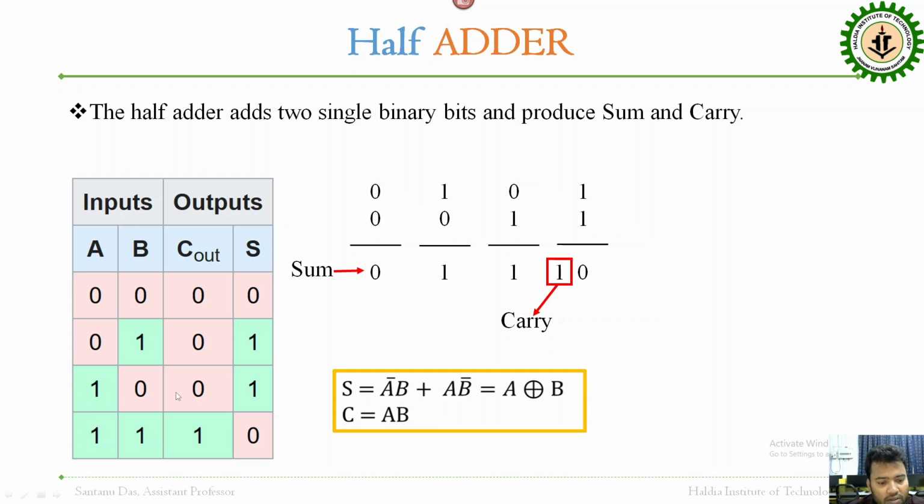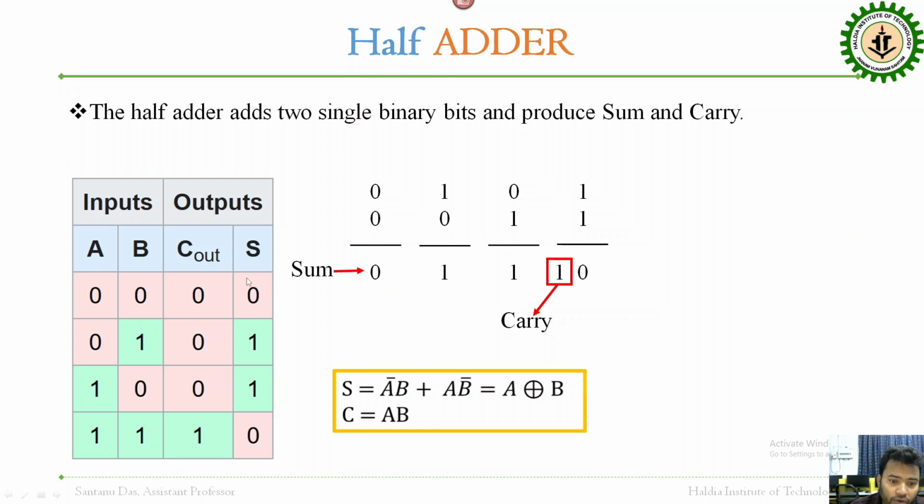Similarly, 1 0 means sum is 1, carry is 0. And if we add 1 1, as we already discussed, the sum is 0 but the carry is 1. So we already know the rules, and we write carry is 1 and sum is 0.